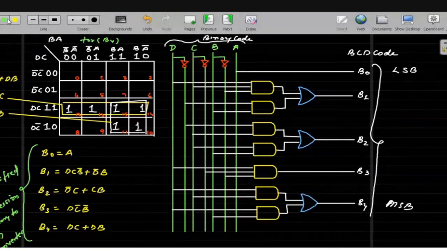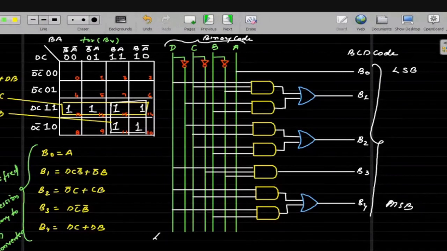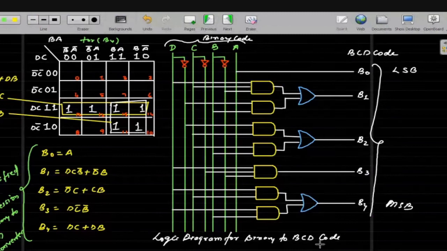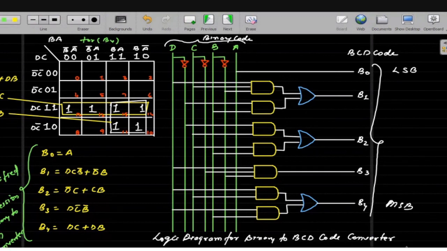Okay, so this is the implementation or the logic diagram for binary to BCD code conversion. Okay, clear?